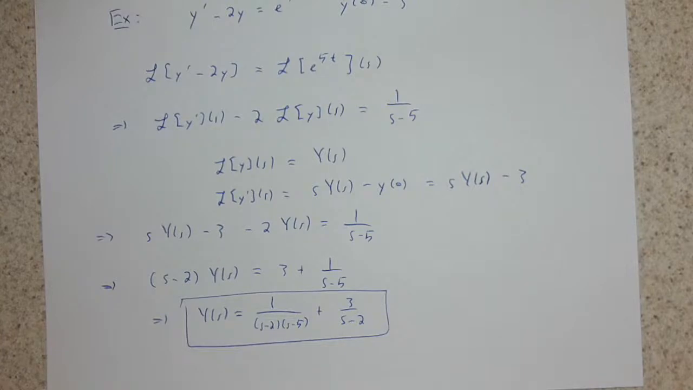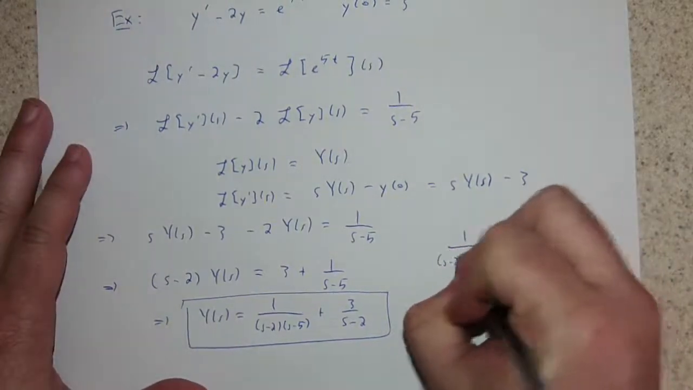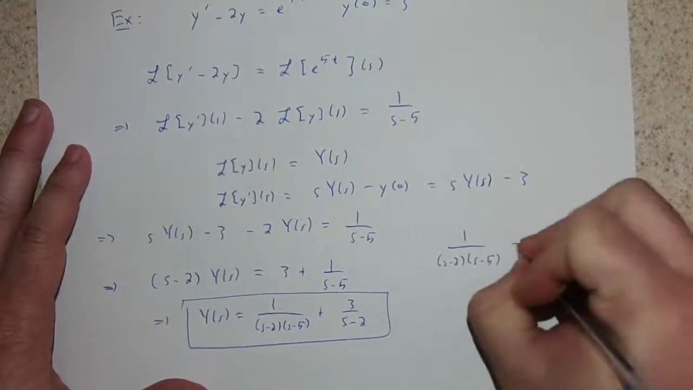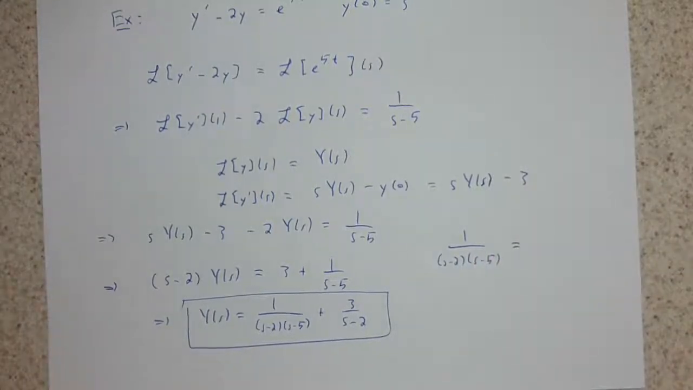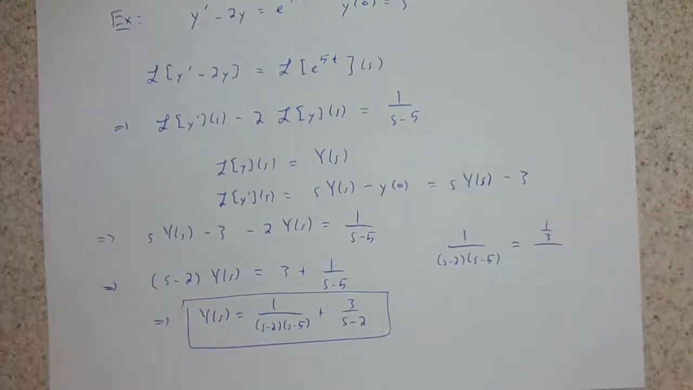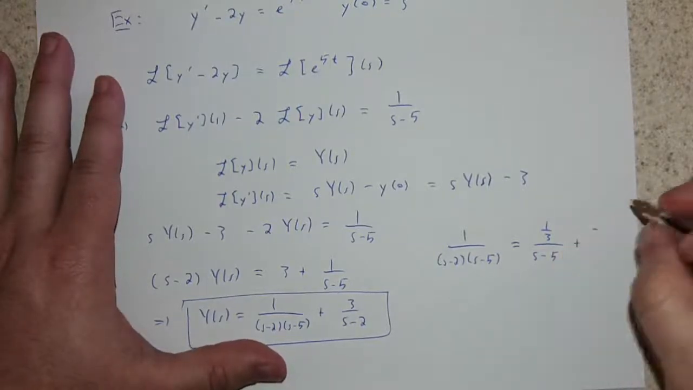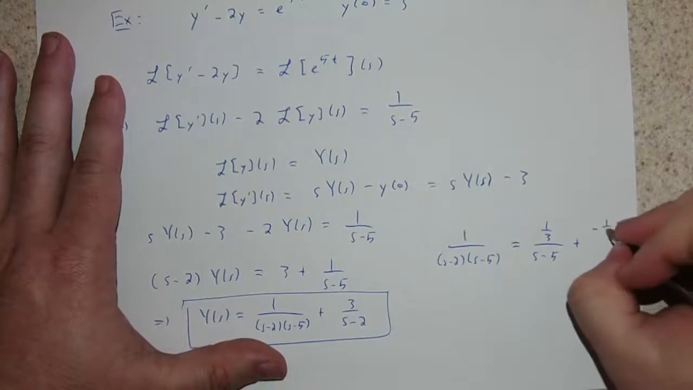So now the question is, I want to hit this with the inverse Laplace transform. This is already in a good form. That is in my table. This is not. I need to use partial fractions on this piece. If I use partial fractions, it turns out that 1 over (s minus 2)(s minus 5) can be written using partial fractions decomposition as 1/3 over s minus 5, plus minus 1/3 over s minus 2.